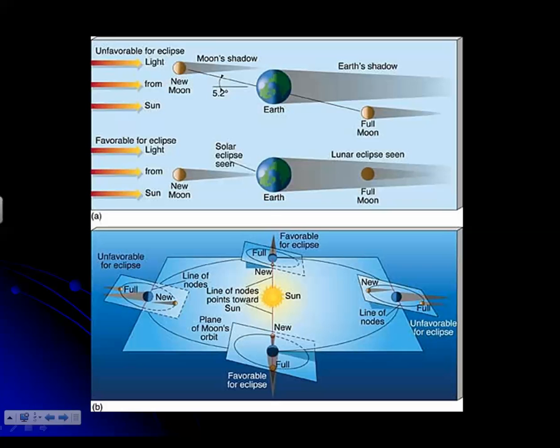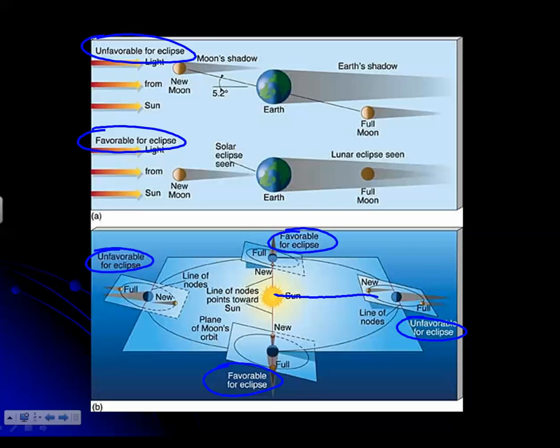And here you can see that there's actually unfavorable times of the year for lunar eclipses, and there's favorable times of the year. And it all has to do with the alignment. So here, unfavorable because the light of the sun is going to go right underneath the moon at that picture and over it there. Same thing here.